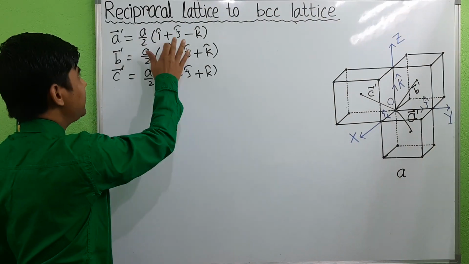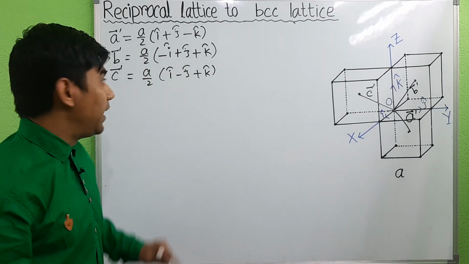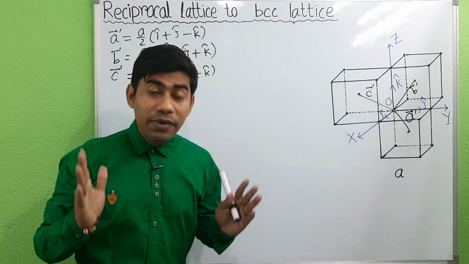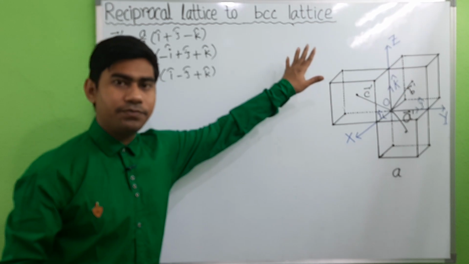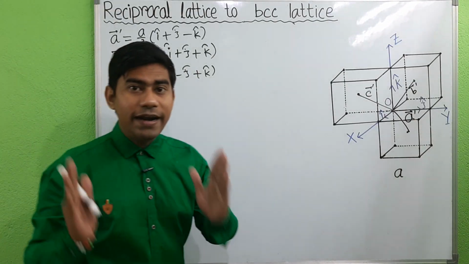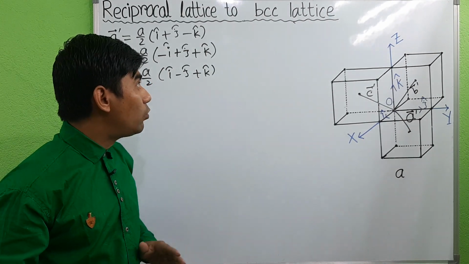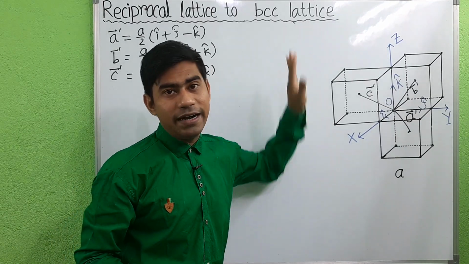So a dash vector is this, b dash vector is this, and c dash vector is this. And these a dash, b dash, c dash vectors are the primitive translation vectors of the BCC lattice. Now we calculate the reciprocal lattice vectors of this BCC lattice.